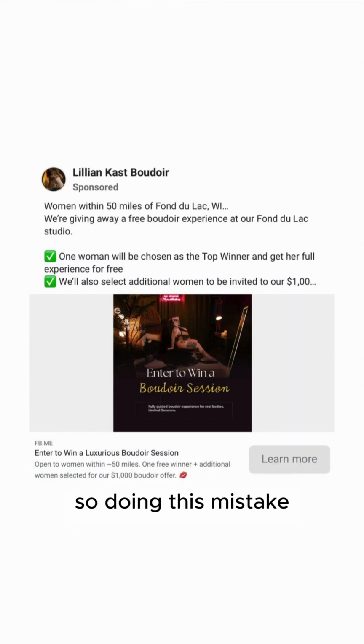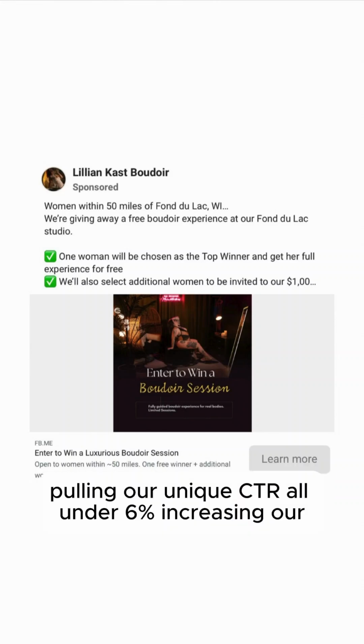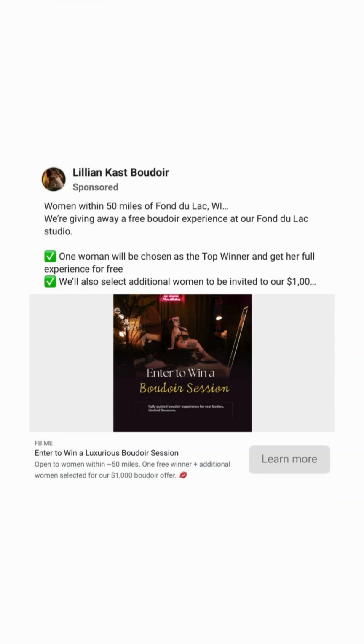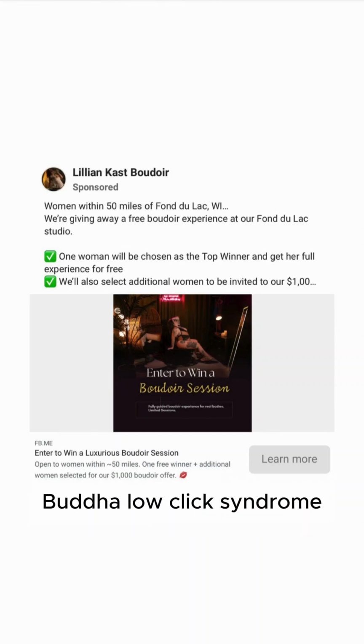Everyone. So by making this mistake, we're causing more women to scroll by our Boudoir Facebook ad than necessary, pulling our unique CTR under 6%, increasing our probability of BLCS, Boudoir low click syndrome.